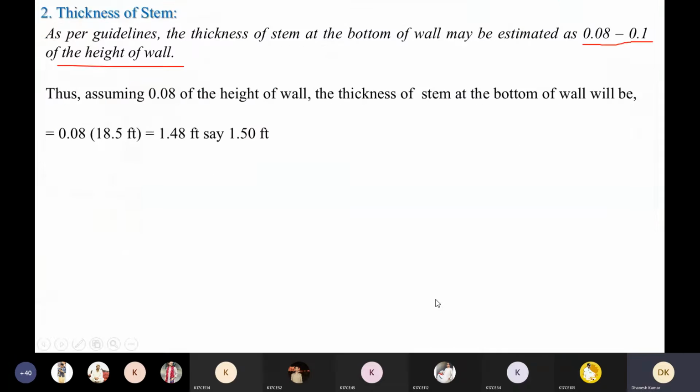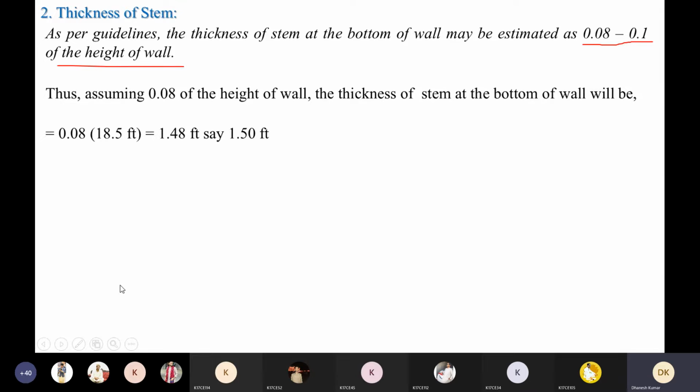So yeah, in our second step, we have to go for the thickness of the stem. Now, as per the guidelines, the thickness of the stem at the bottom of the wall may be estimated in between 0.08 to 0.1 of the height of the wall. Okay, now this is our range. We have to take the thickness of the stem at the bottom in between 0.08 to 0.1.